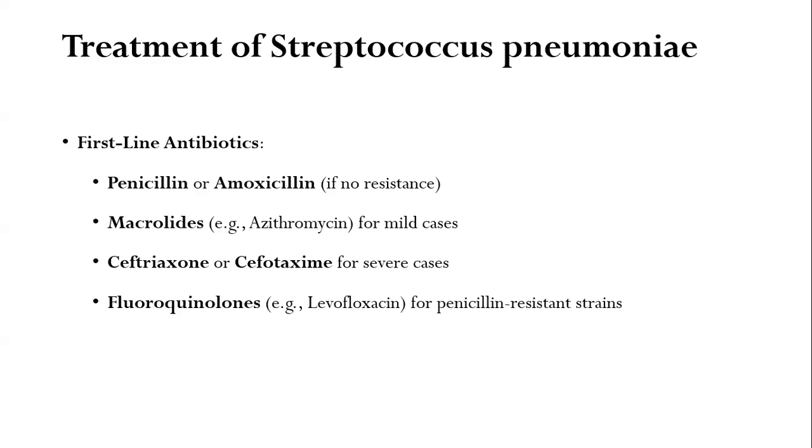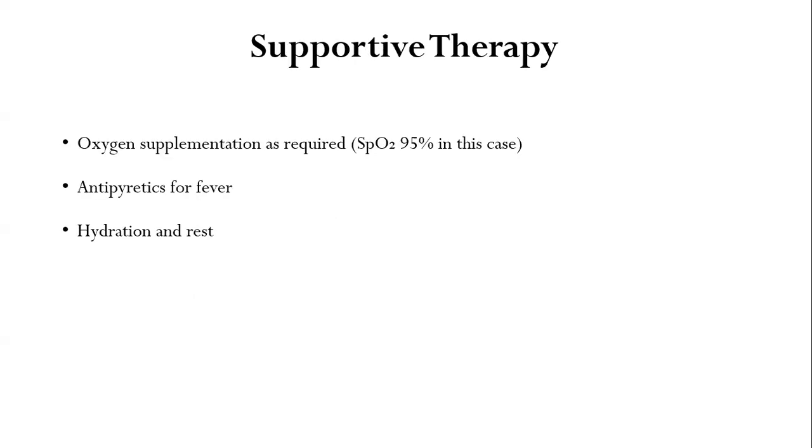In the moderate to severe cases, we can use a higher spectrum of antibiotics like the third generation cephalosporins, such as ceftriaxone or cefotaxime. And for penicillin resistant cases, we can use fluoroquinolones like levofloxacin. Supportive therapy is also very important, like oxygen supplementation when the SpO2 was 95% in this case. So this person requires oxygen supplementation, antipyretics for fever, and hydration and rest.